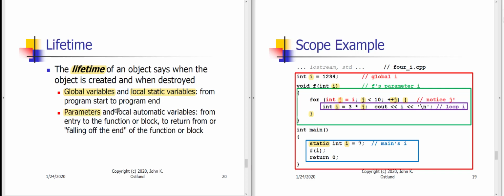Parameter variables and local automatic variables, on the other hand, are created when their functions or their blocks are entered and are eliminated when we return from or exit from that block or that function. So parameters and local automatic variables have very short lifetimes. Global variables and static variables have much longer lifetimes.